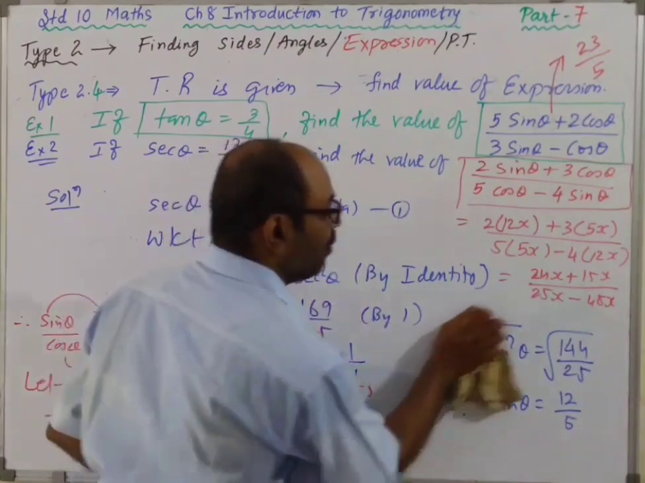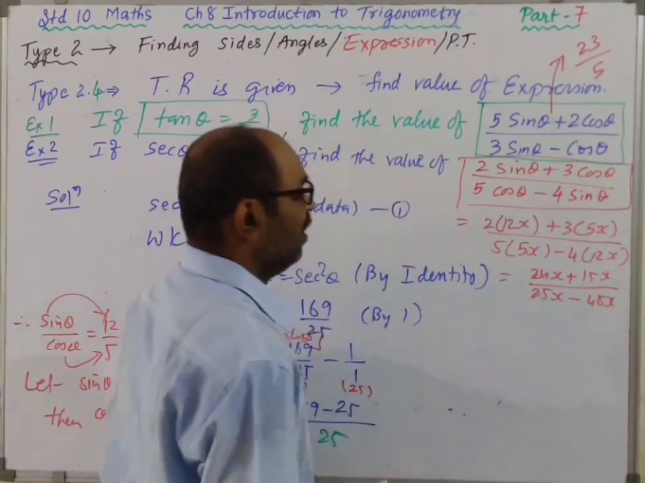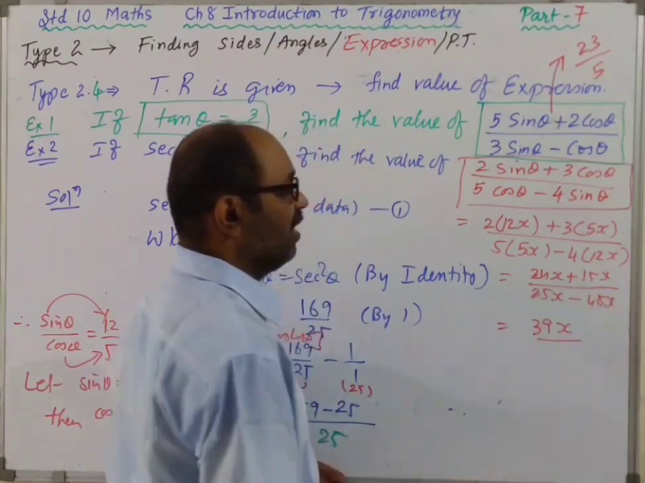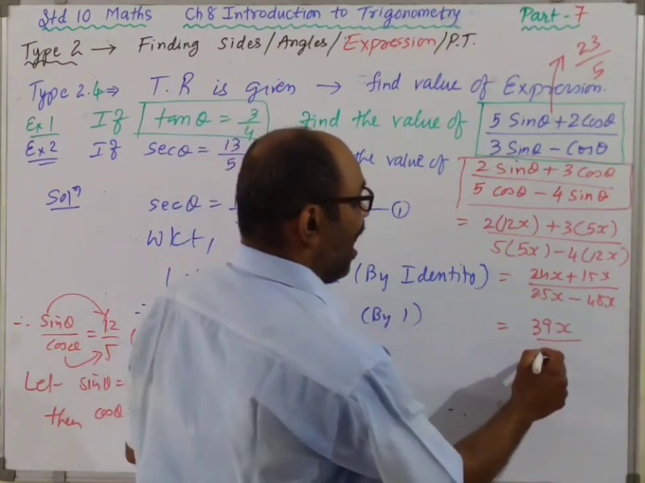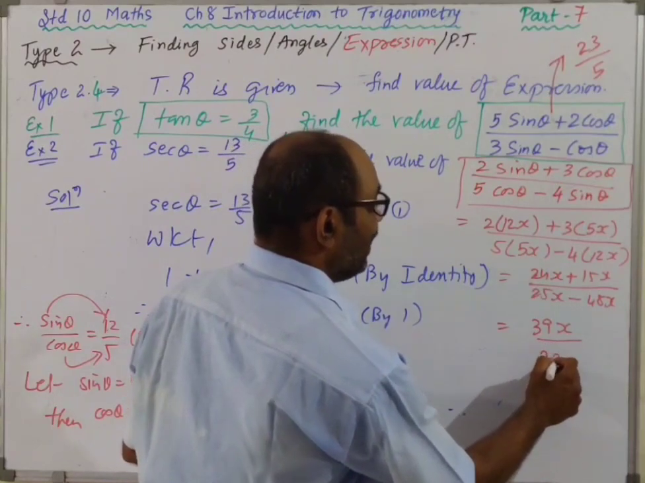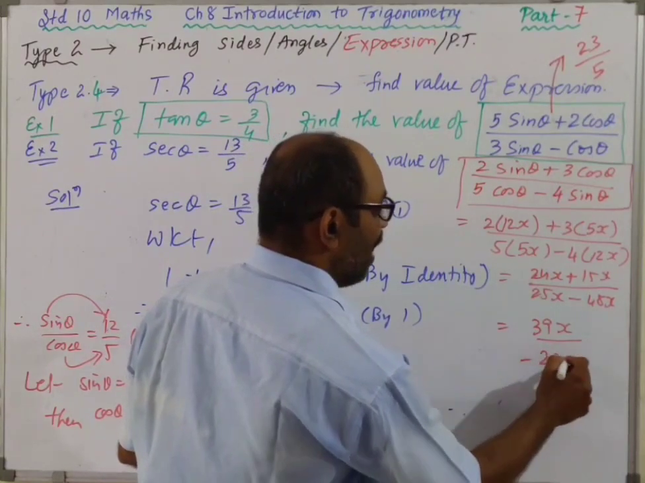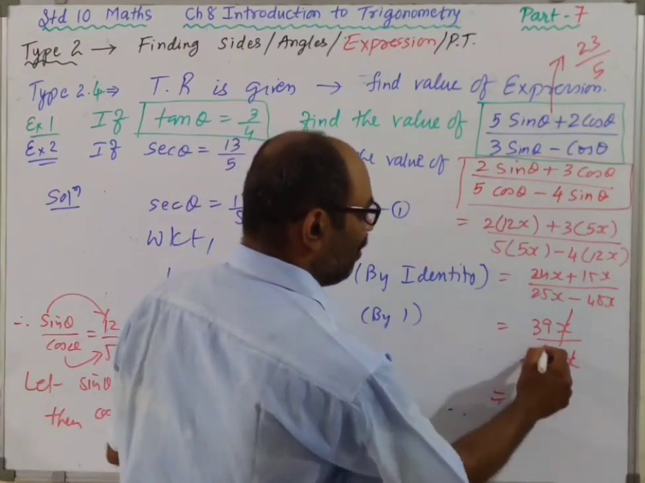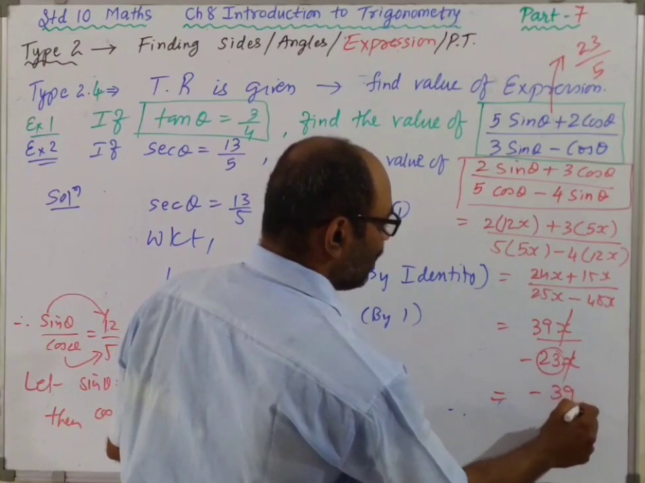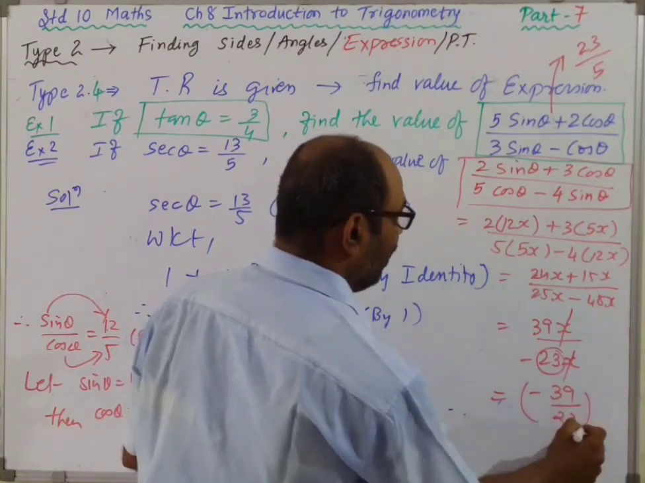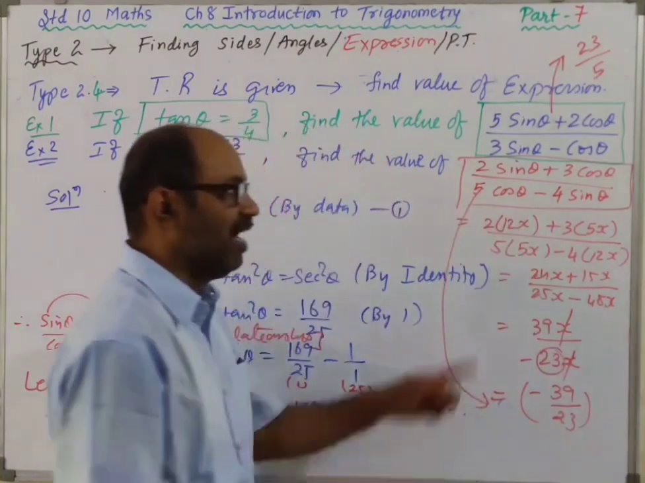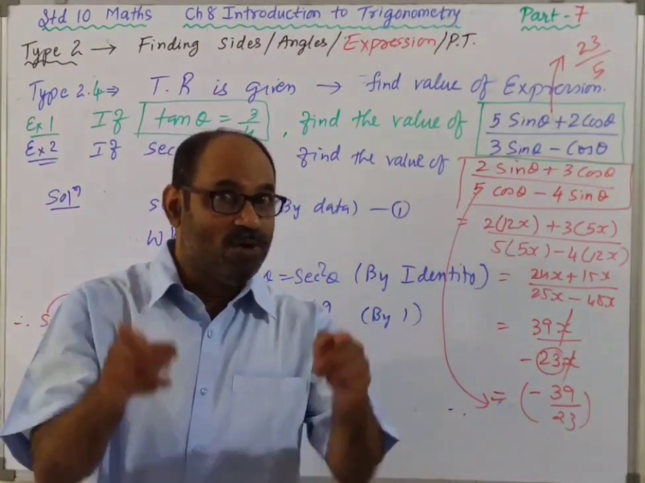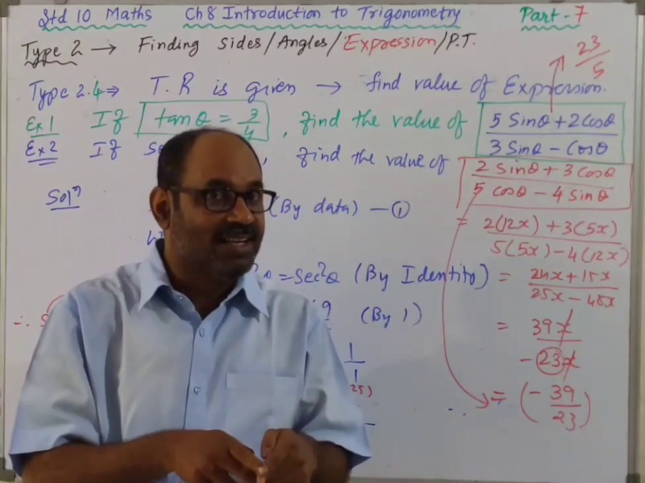Alright? Let me erase this part. So the total is 39x. And this difference, 48 minus 25, that is 23. Correct? And it is minus x. Well, x will cancel. Now this is a prime number, you can't reduce. So minus 39 upon 23 will be the value of this expression. Got it? You have to write it very nicely in your notebook.